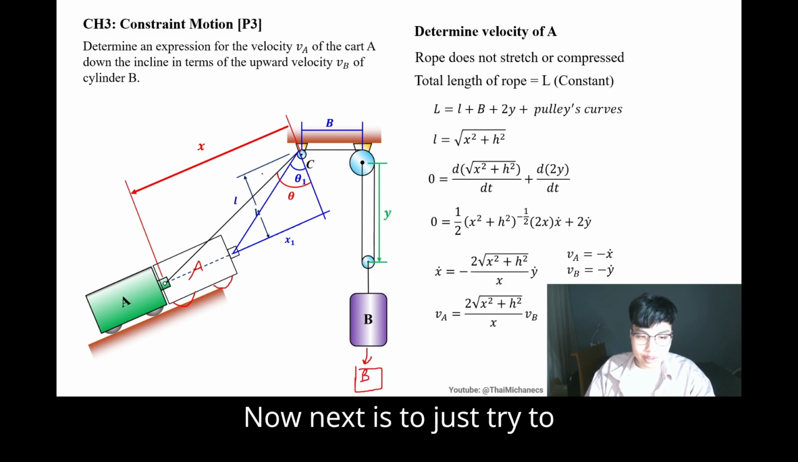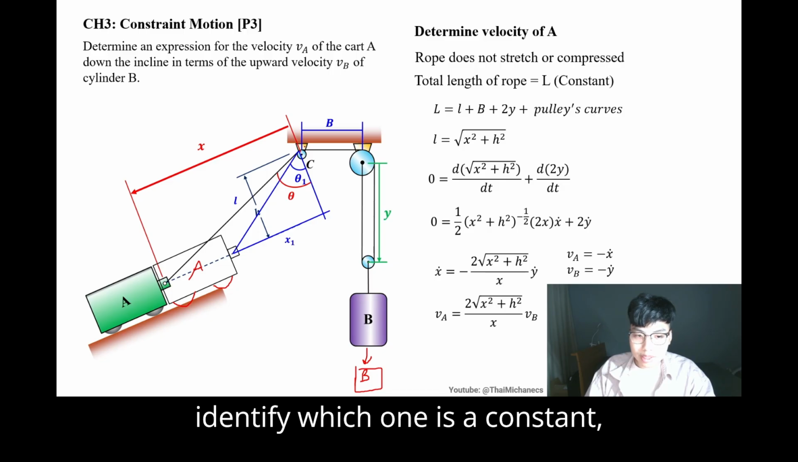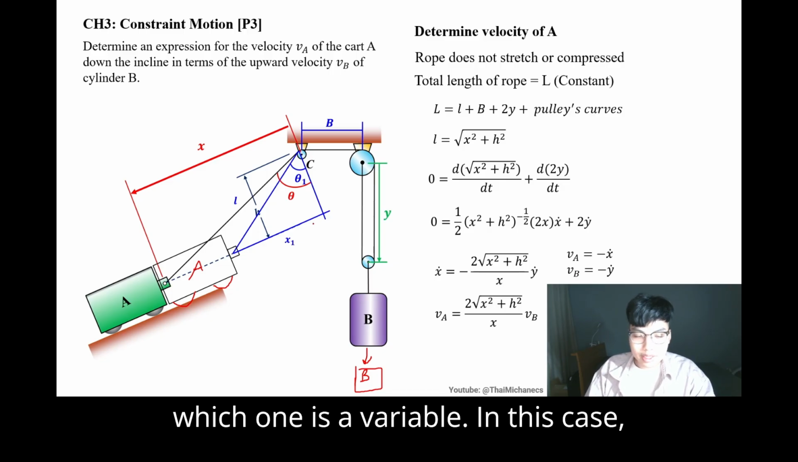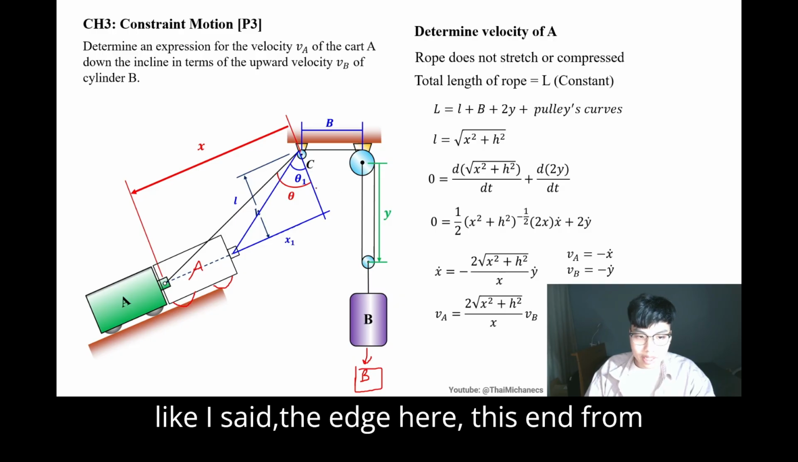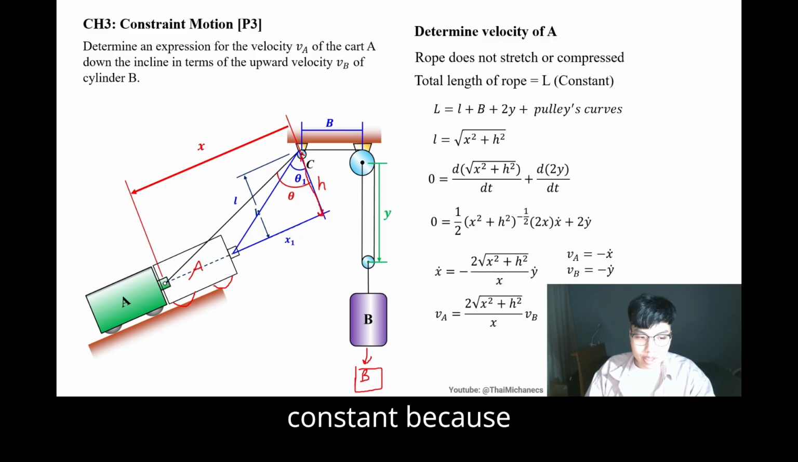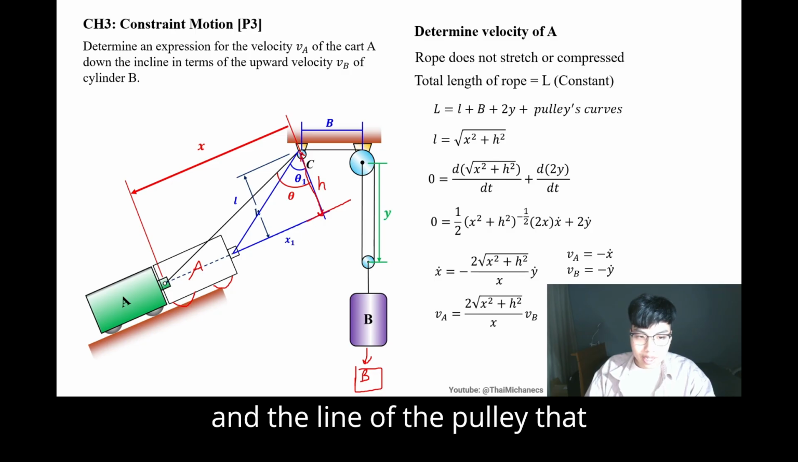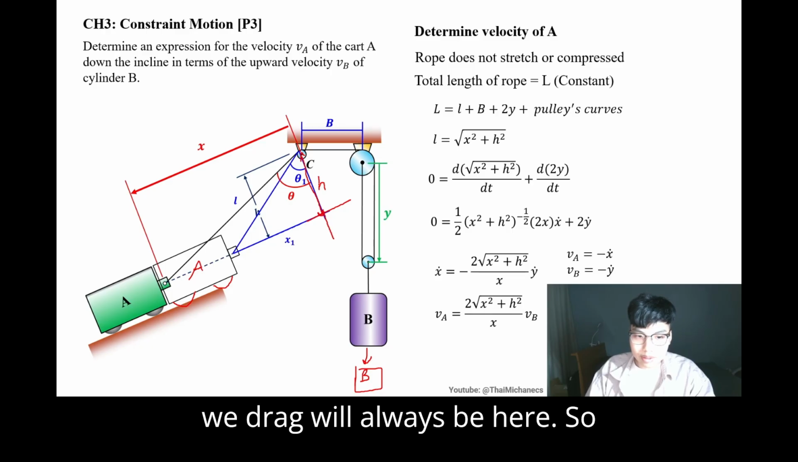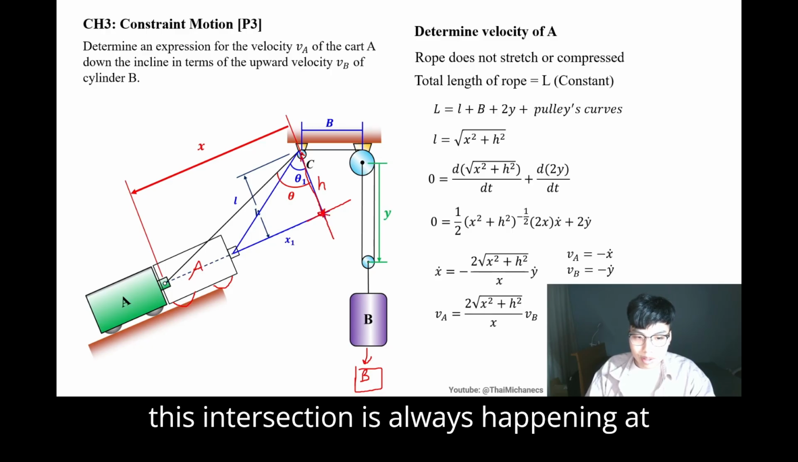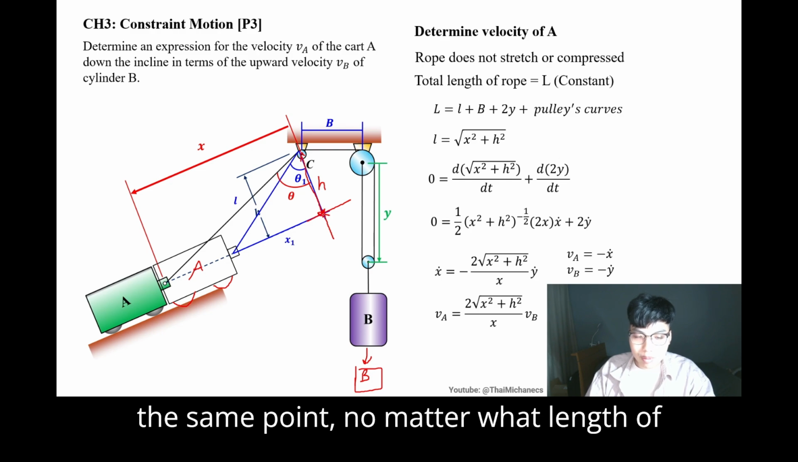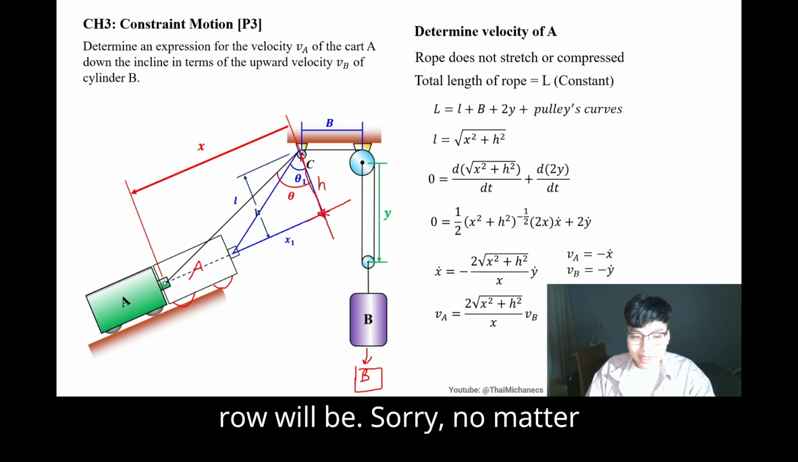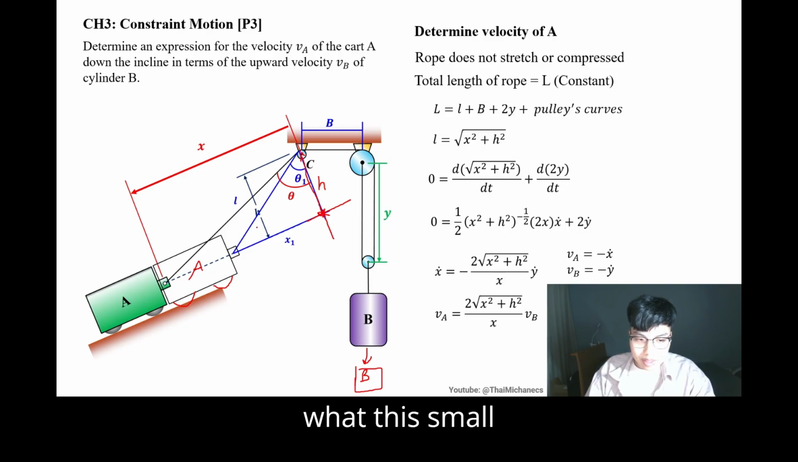Now next is to identify which one is a constant, which one is a variable. In this case, like I said, the h here, from here to here, is constant because the line of action, the line of motion will always be this, and the line of the pulley that we drag will always be here. So this intersection always happens at the same point, no matter what length of rope, sorry, no matter how this small l changes.